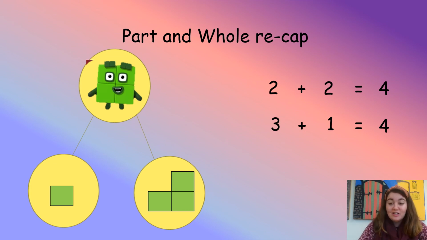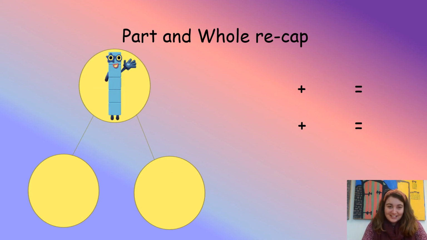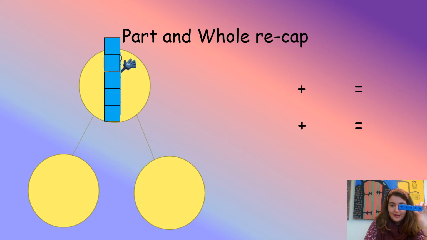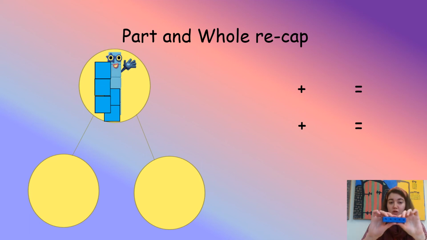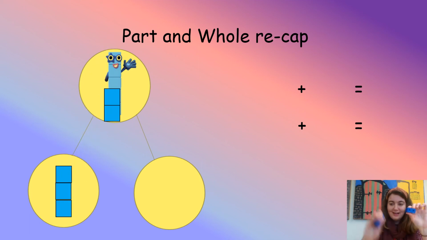Okay, now let's take a look at the biggest number that we're going to look at the parts of today. So the biggest Numberblock we're going to look at is number 5, okay? And so the whole we're starting with is 5. We're going to see a couple of ways of breaking up 5 now. So I'm going to lighten the side so it's easy for me to break. So 5 can be broken up into 3 and 2.